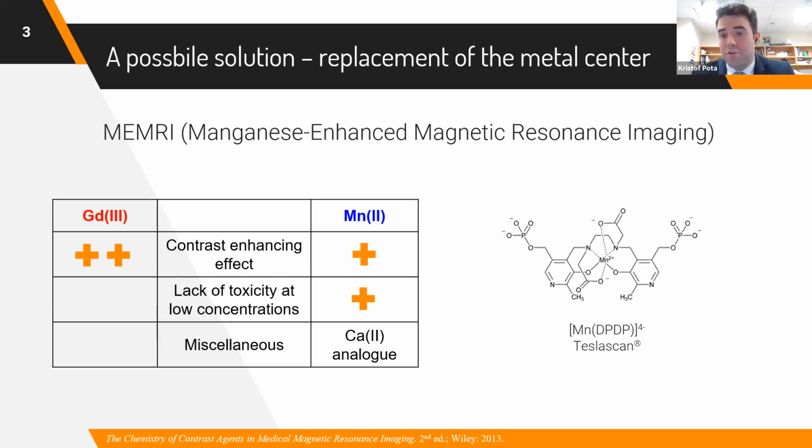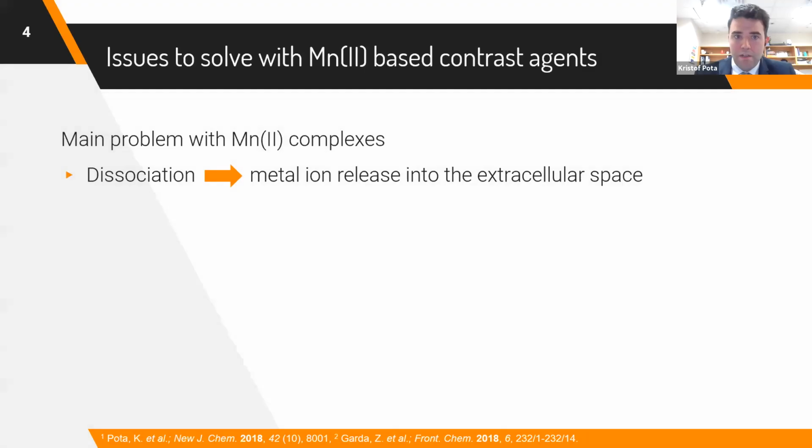This is the structure of another manganese complex that has been approved by the FDA for clinical use, but has been discontinued because of commercial reasons. What issues do we have to solve with these manganese-based contrast agents? The main problem is the dissociation and the release of manganese ions into the extracellular space. So how can we solve this?